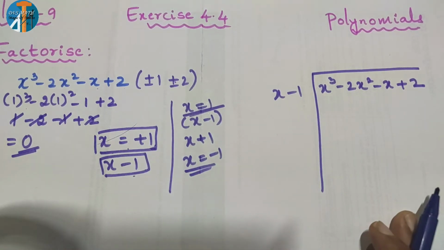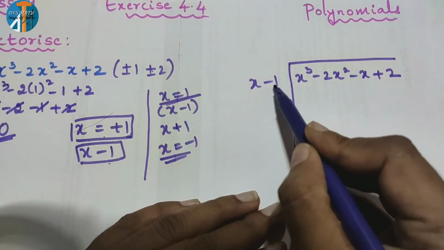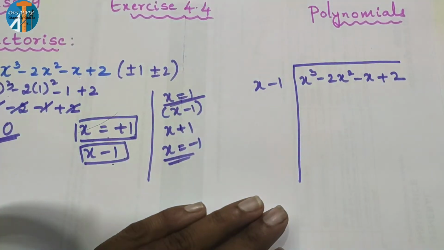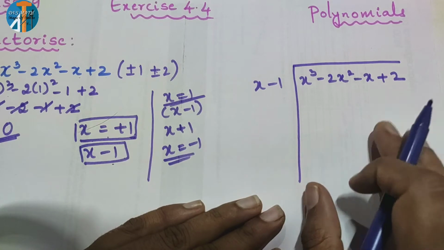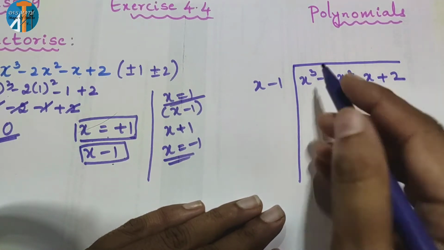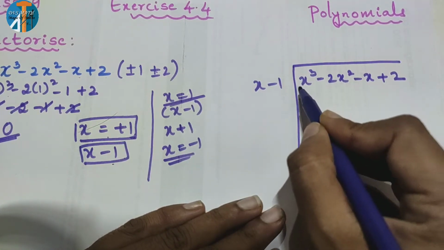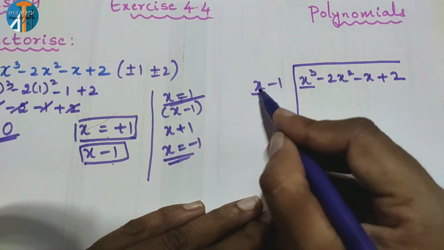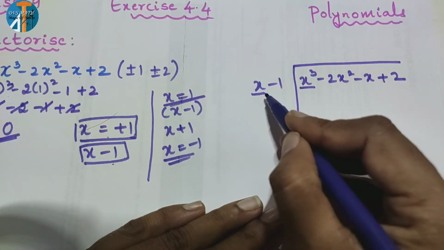Okay, so let's divide this. x minus 1 and the whole polynomial which is given. Write it. Every time you divide, you have to observe only the first term. Here the first term is x cube, here it is x. To make it x cube, what do we have to multiply x by?